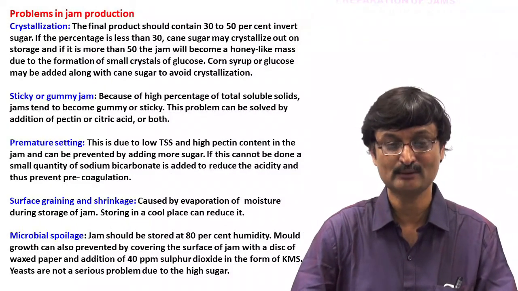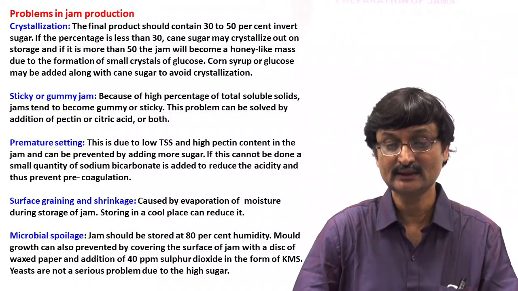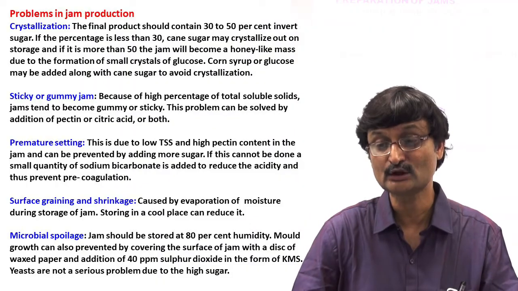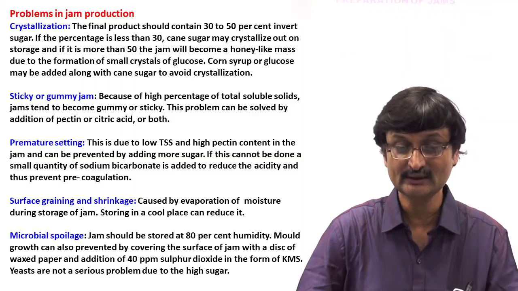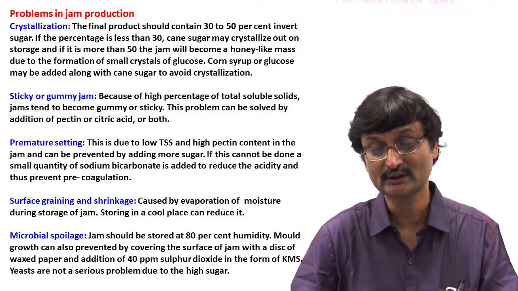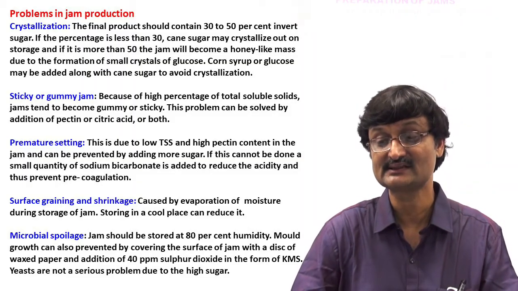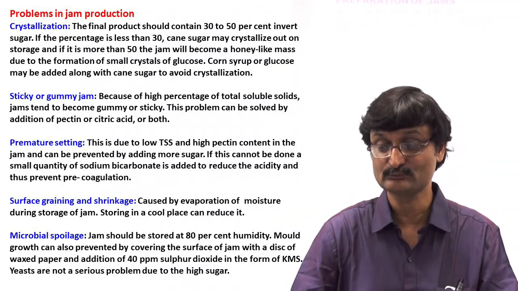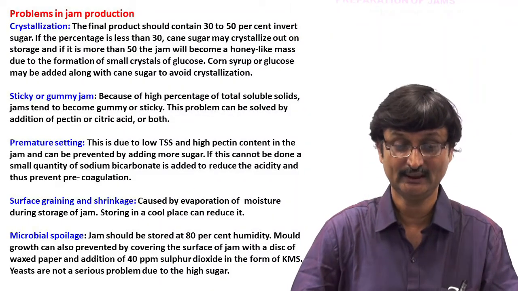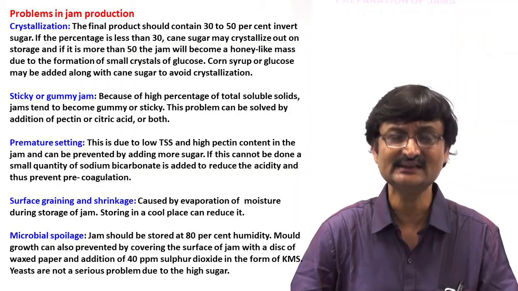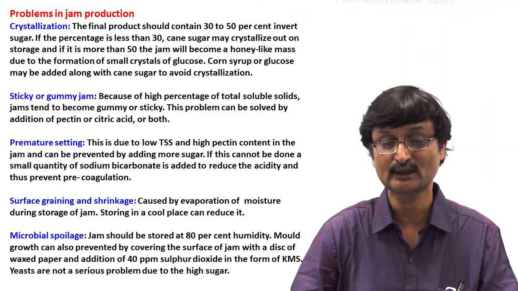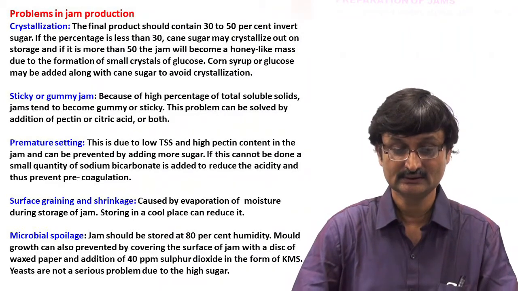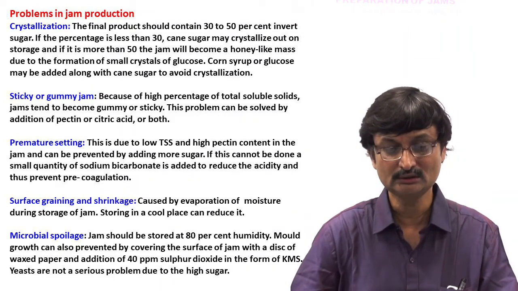Now, preparation of jams. In its preparation, about 45% of fruit pulp should be used for every 55% of sugar. The FPO, Fruit Products Order, specification of jam is 68.5% TSS, 45% of the fruit pulp, and acidity in terms of citric acid 0.5 to 0.6% per 100 gram of the prepared product. Now, what is the protocol?